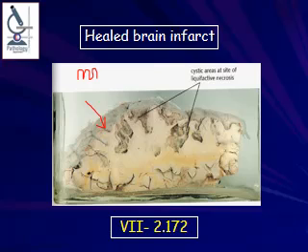How we describe a healed brain infarct: cut section of a cerebral hemisphere showing multiple cystic areas surrounded and traversed by glial tissue, giving what we call a honeycomb appearance.